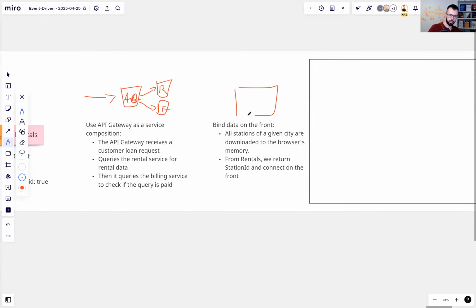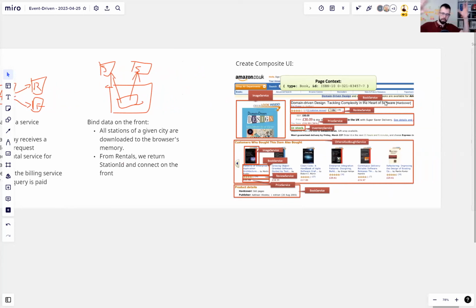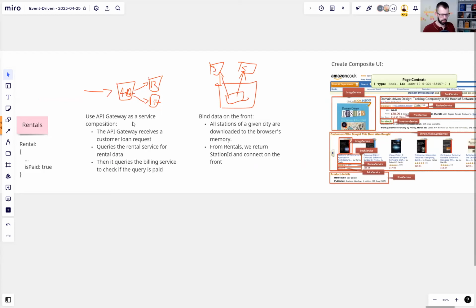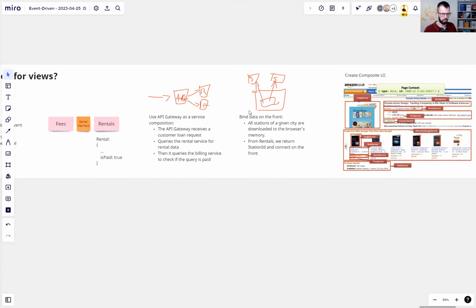So for example, some data will have some parts that will connect to two different services, service 1 and service 2. And an additional part is that we can use an Amazon-like composite UI, where different parts of the system get data from different services. It's a very brief going through this part, because we are currently running out of time.